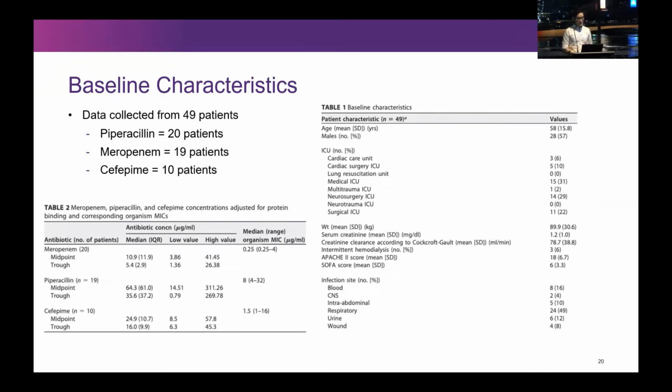What you'll notice is that the actual MIC of the pathogens were probably on the slightly lower end of what you would normally target in clinical practice, I suppose. So I'm referring to the breakpoints when I say that. So for example, the average MIC in this study was 0.25 for meropenem, and the clinical breakpoints are usually about 2. And then it was 8 for piperacillin, and it was 1.5 for cefepime.